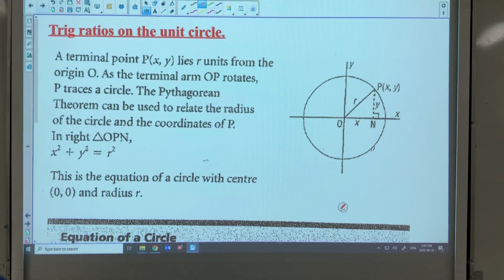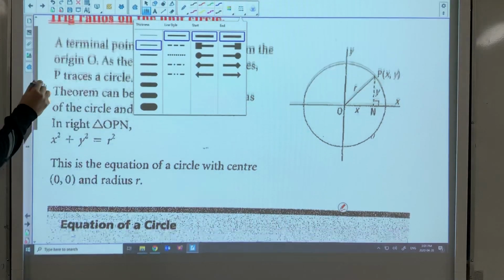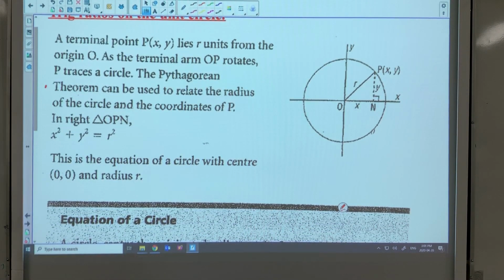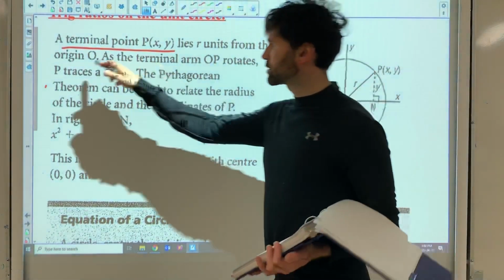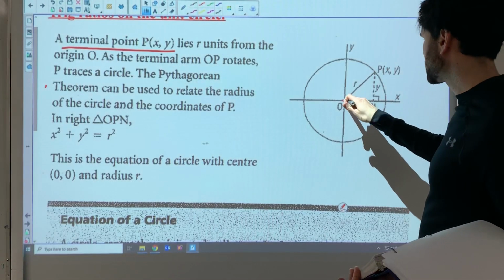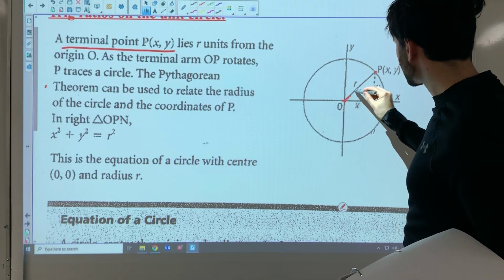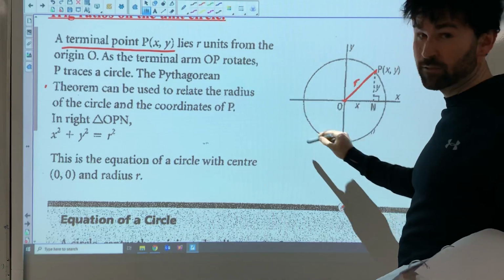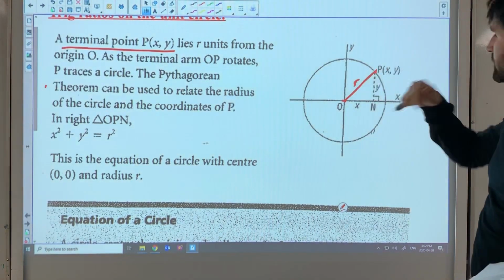Okay, trig ratios on the unit circle. So this is straight up from grade 11 pre-calc. So a little bit of review for you. So we got a thing called a terminal point, and it's an xy point, and it lies r units out from the origin. So you get your origin, you plot your point P, x, y, and then this terminal arm is the radius of a circle. So if I was to turn that all the way around, I get a nice little circle.